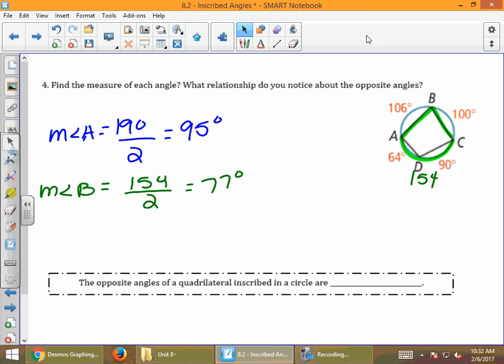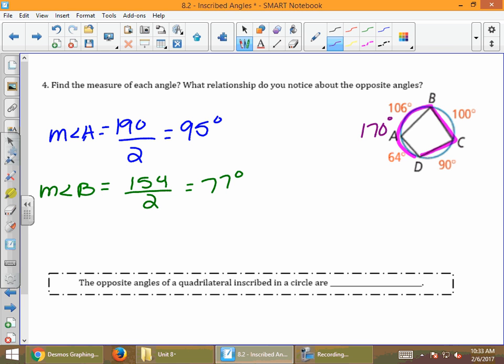Same process for the next one. Let's find C. Highlight the angle. Again, when the angle's missing, look at the arc. What's the measure of that arc? Same way we did the last two. Nothing new. Yeah, 106 plus 64 is what? 170. Again, the angle's on the edge. 170 divided by 2 is what? We know the measure of angle C is 85 degrees.